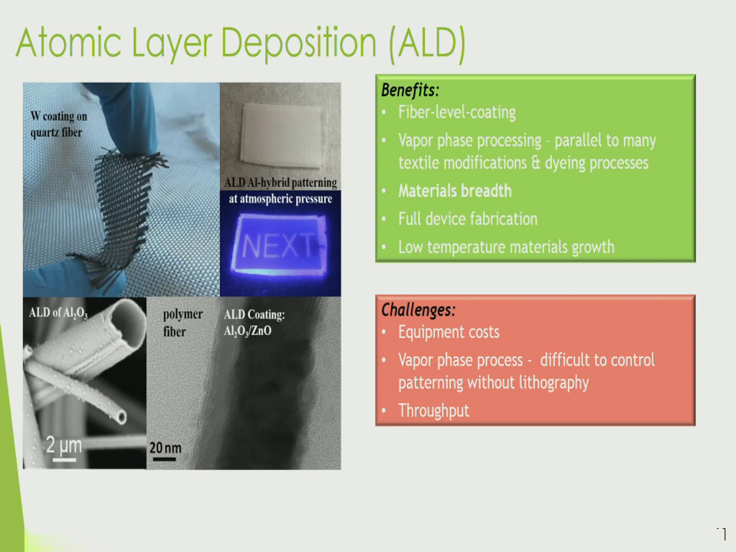The vapor phase processing, it turns out it's actually very similar to textile dyeing processes or finishing processes that are very common. You have really good materials breadth. Of course, a lot of polymers are low temperature materials, so we want to be compatible within an ALD process for that. Challenges, of course, if we want to start to scale up, the equipment costs are pretty critical. And of course, to try to get really good throughput.